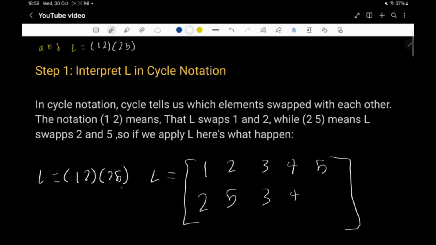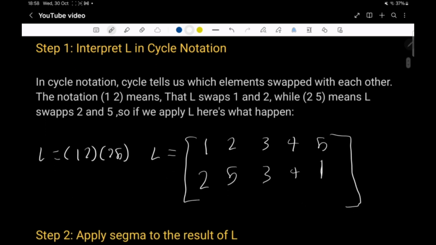Sorry, for 5 we ask ourselves where it's going. 5 is going to 2. In the next cycle notation, 2 is going back to 1, so that's why we write 1 here.